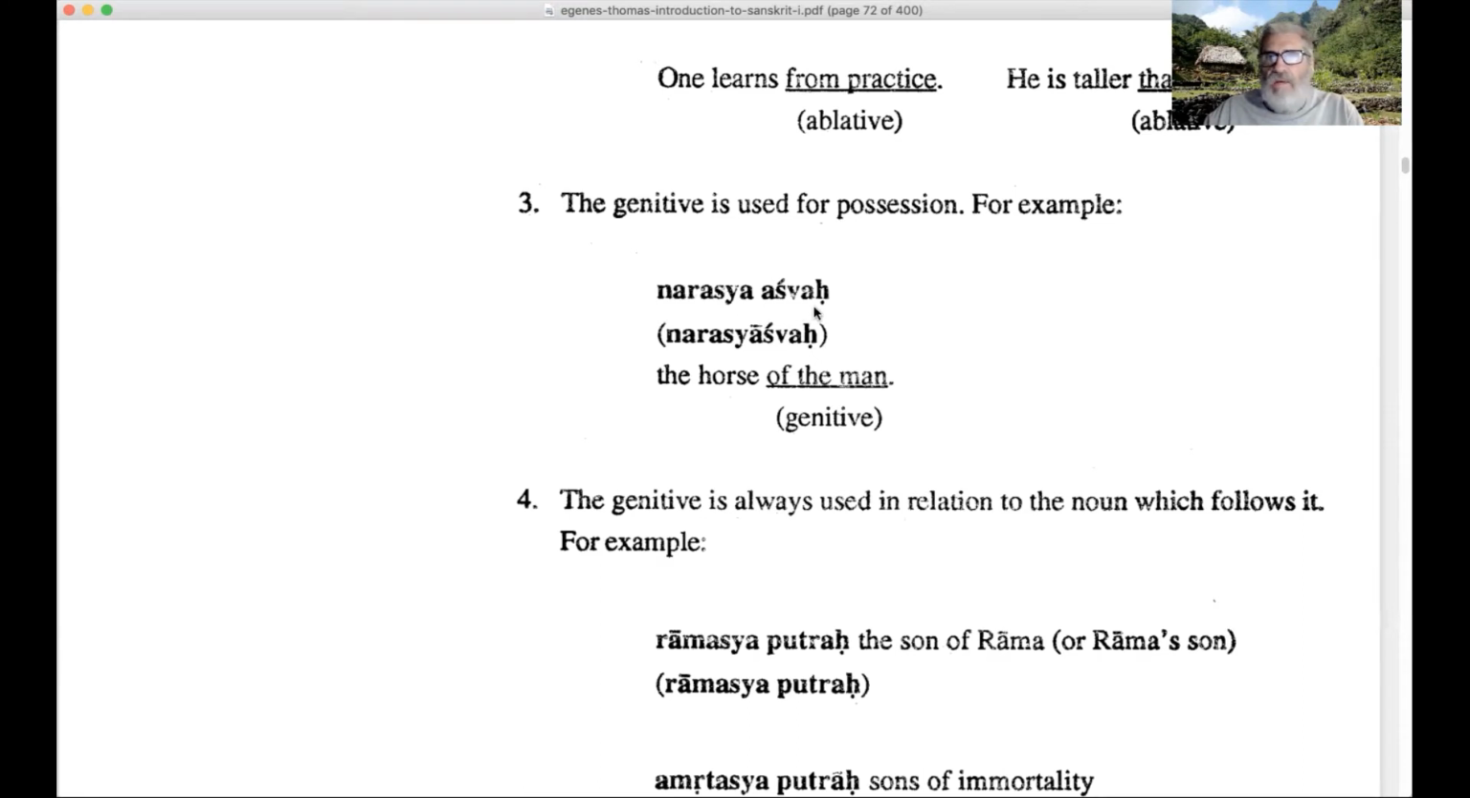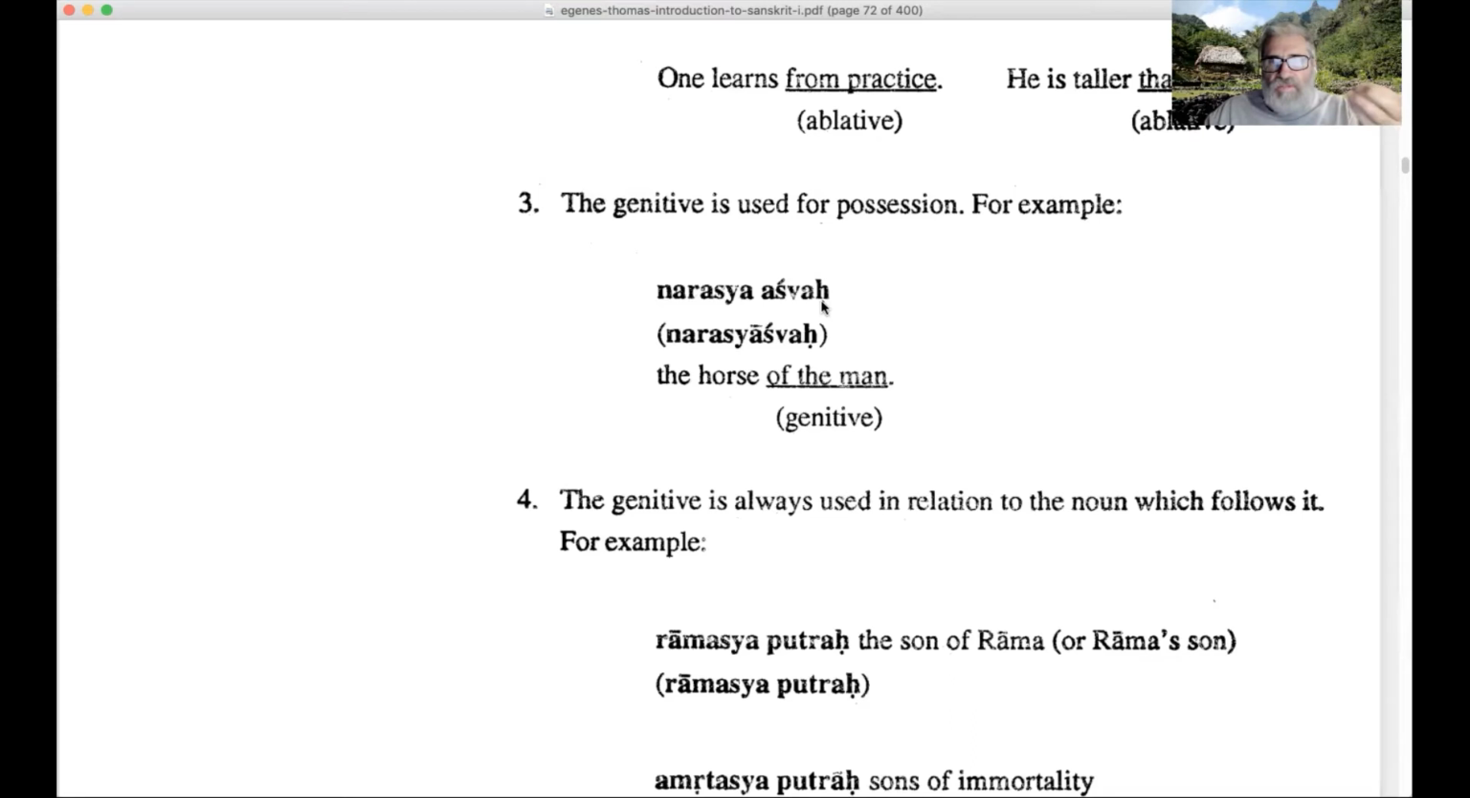Ashvaha means a horse, right? Narasya, Nara means a man. So Narasya is the genitive singular of man. Narasya ashvaha. So ashvaha is in the nominative singular. So we know that ashvaha is the subject of this utterance here, right? Ashvaha is the subject of this utterance.